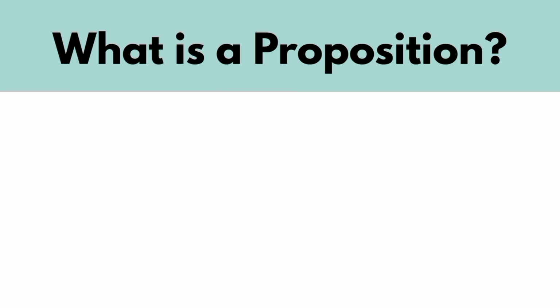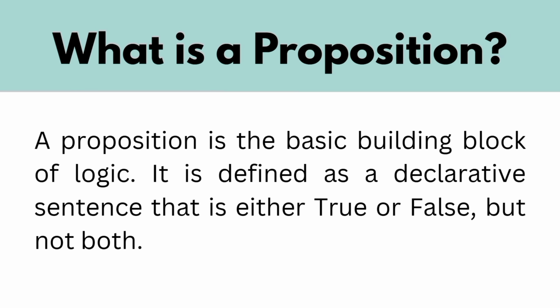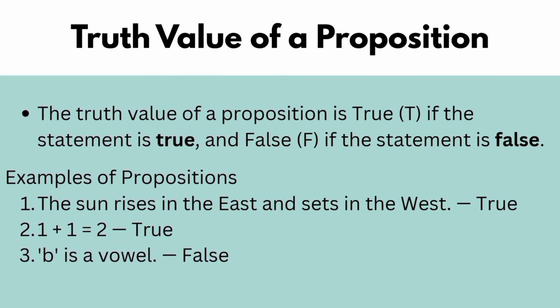What is a proposition? A proposition is the basic building block of logic. It is defined as a declarative sentence that is either true or false, but not both. A proposition is a sentence that is either true or false, and that's it. It cannot be both, and it can't be something without a truth value. This is the basic building block of logical expressions. The truth value of a proposition is true if the statement is true, and false if the statement is false.